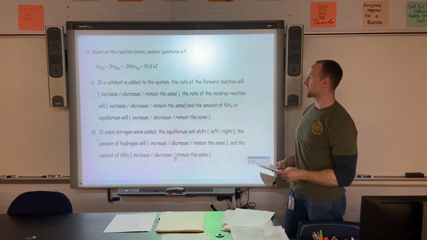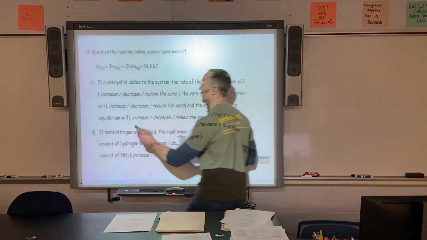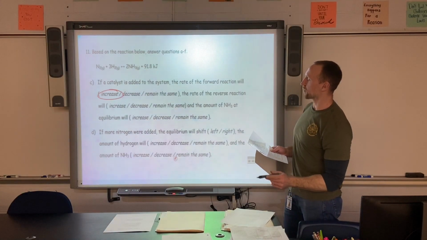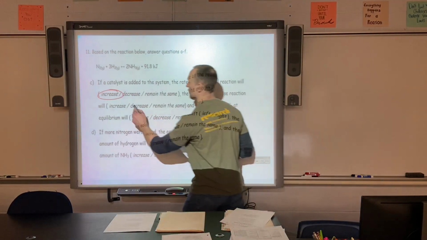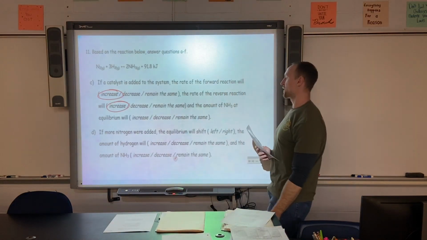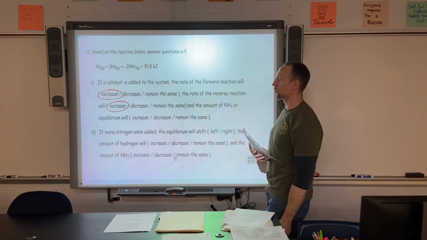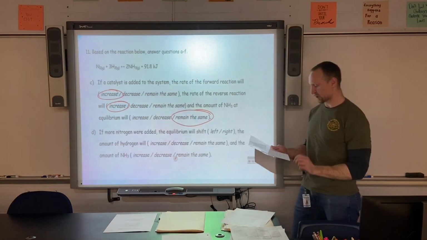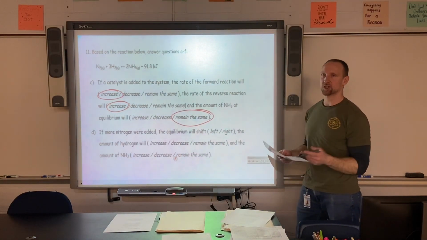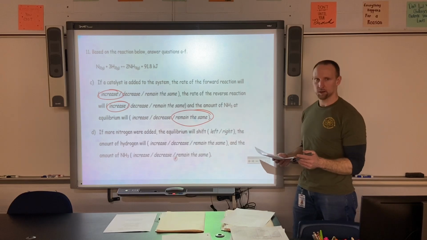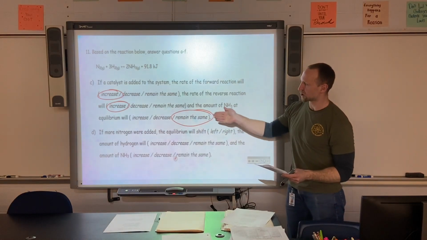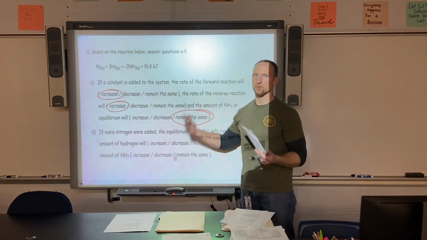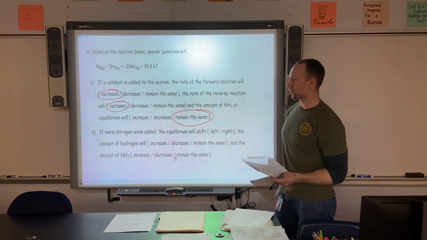C, if a catalyst is added to the system, the rate of the forward reaction will increase, but so will the rate of the reverse reaction, and the amount of NH3 at equilibrium will remain the same. Because remember what a catalyst does, it speeds up both directions equally, so it has no effect on our equilibrium. So we're speeding up forward and reverse reactions by the same amount, no effect on equilibrium.